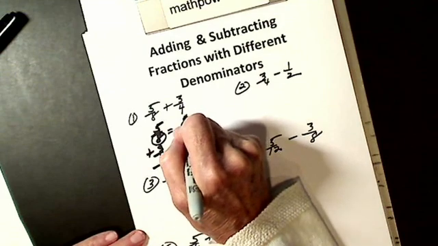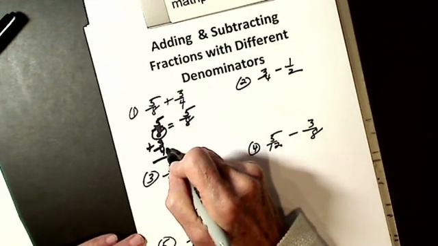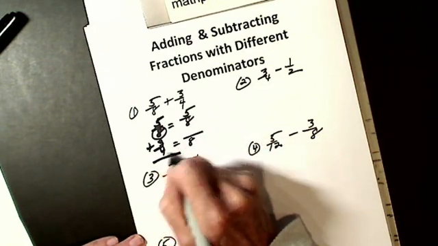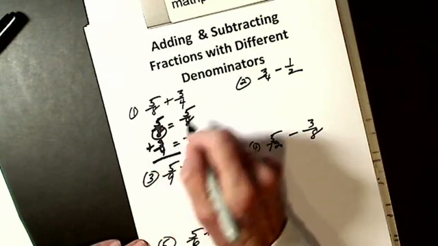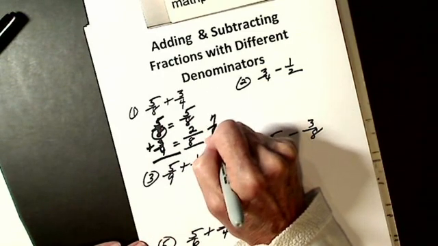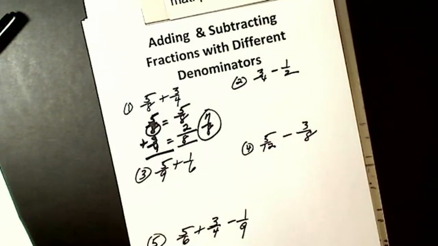So my 5/8 will stay. I have to change fourths to eighths. So what do I multiply 4 by to get 8? 2. So what do I multiply 3 by? 2. So I get 6/8. I add them together. I get 11/8. So hopefully it's no big deal.